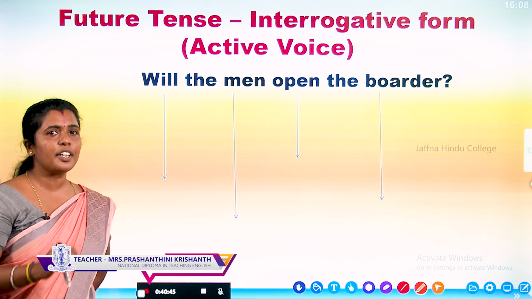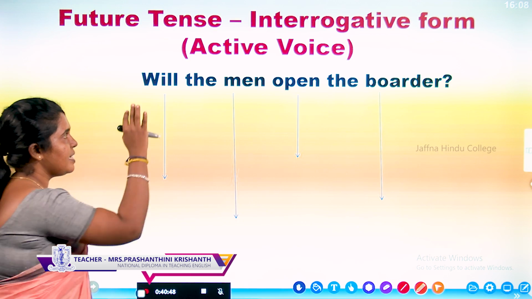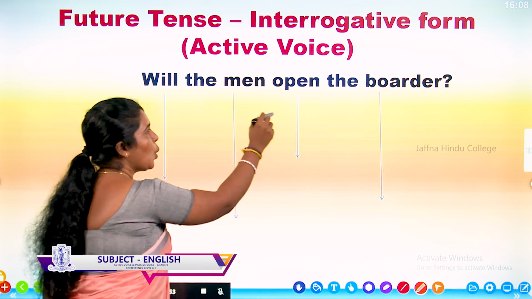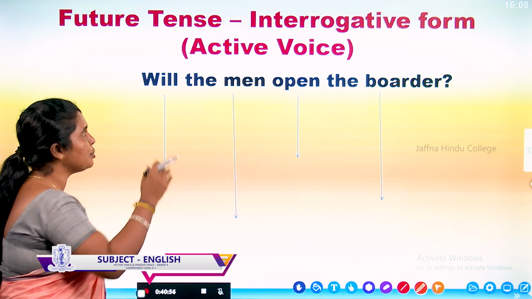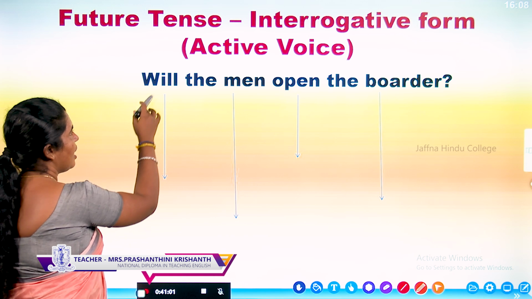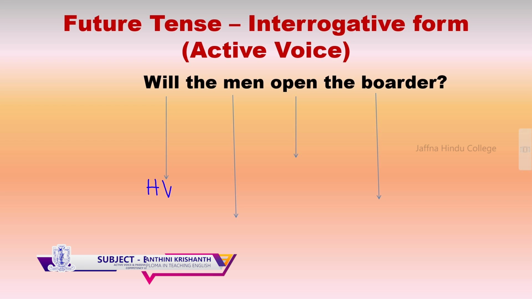Future tense interrogative form, question form. This is an active voice sentence. See there. Will the men open the border? Right. Now you have to say what is the sentence structure, right? See there. Will. This is the helping verb. The men. Okay. Will the men. This is the subject. What is this? This is the verb of the sentence, main verb. The border, this is the object, right?